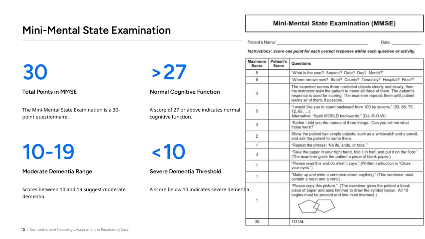Connecting this to our overall theme, understanding these thresholds helps us tailor respiratory care plans appropriately, especially when cognitive impairment might influence treatment compliance or communication strategies.